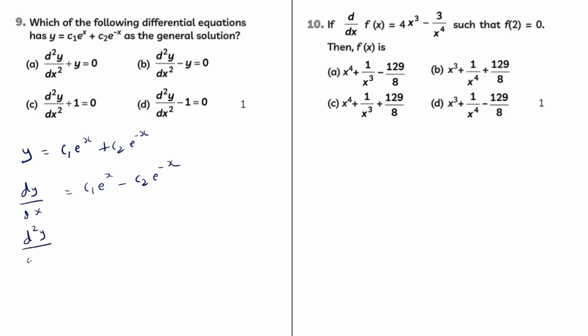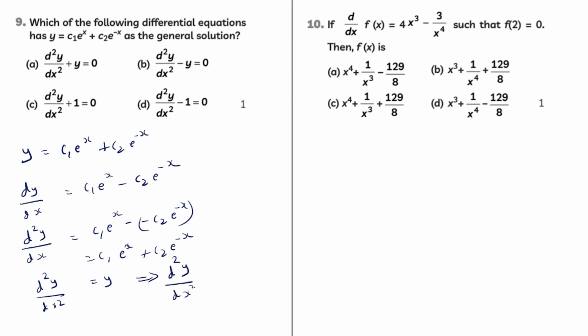Then d square y by dx square is c1 e raised to x, and minus of minus c2 e raised to minus x. So it is c1 e raised to x plus c2 e raised to minus x. But c1 e raised to x plus c2 e raised to minus x is nothing but y. So d square y by dx square equals y. It means d square y by dx square minus y equal to 0. So this is the required differential equation. So the correct option is option B.